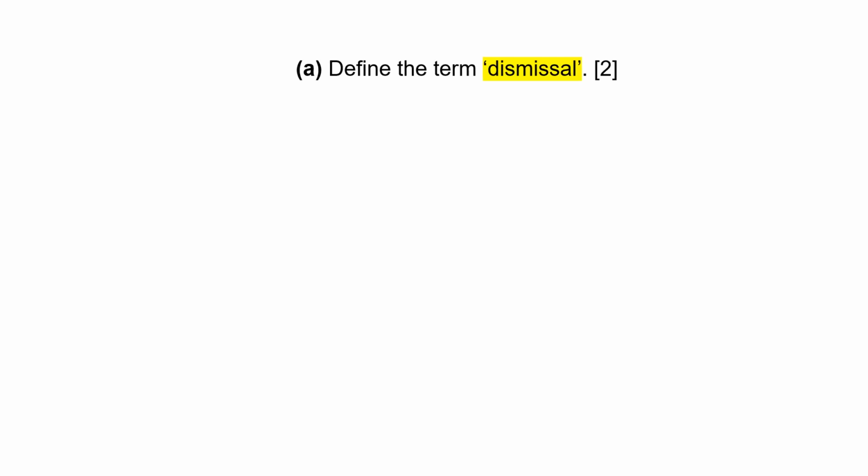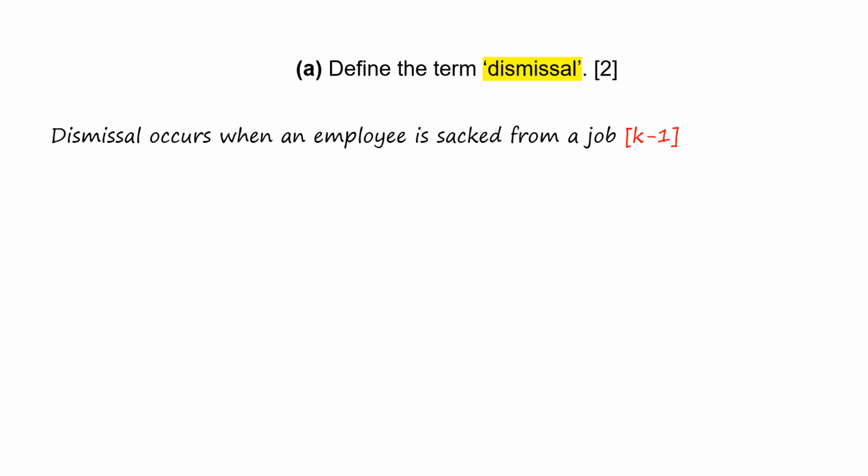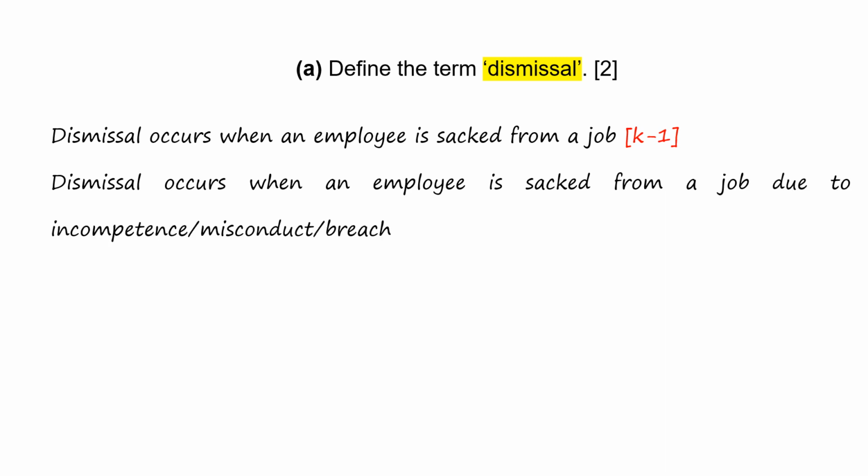Again, the business terminology is dismissal. So the first one is dismissal occurs when an employee is sacked from a job. Correct. Il perd ce travail. Ça c'est only one mark because it is an incomplete definition of the given concept of dismissal, whereas the second part says dismissal occurs when an employee is sacked, again same as above, from a job, but the student explains due to incompetence, due to misconduct, due to breach of discipline. So this one is a full definition of dismissal.